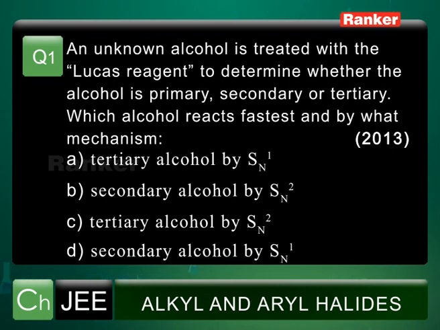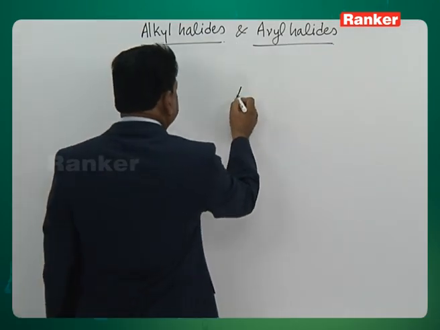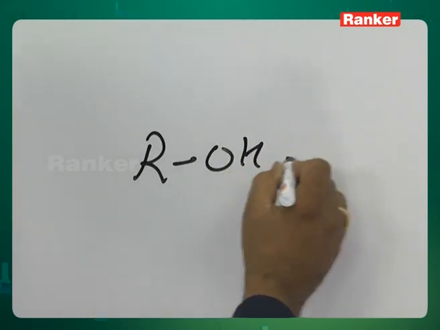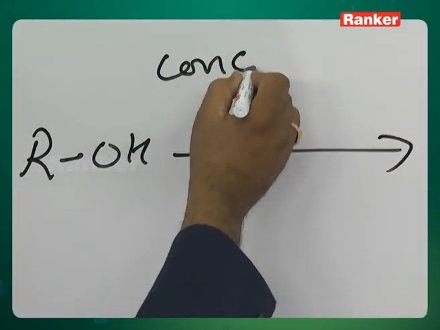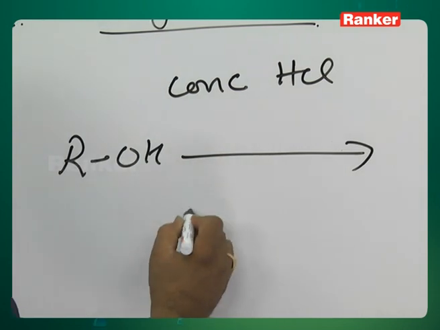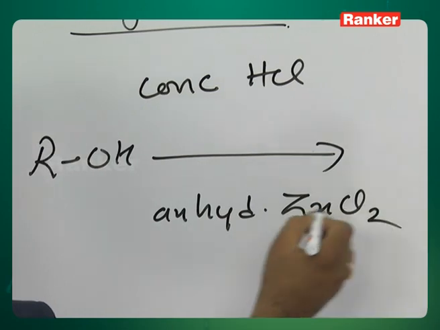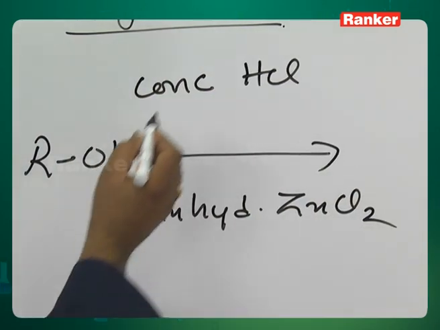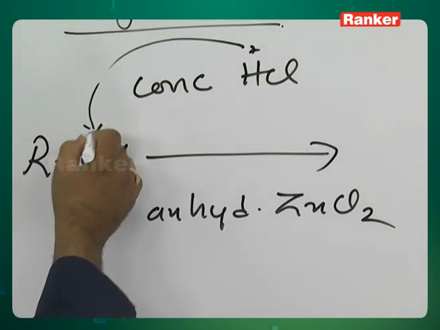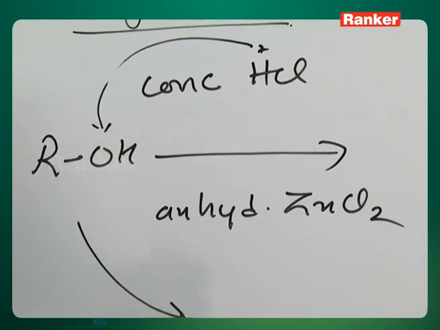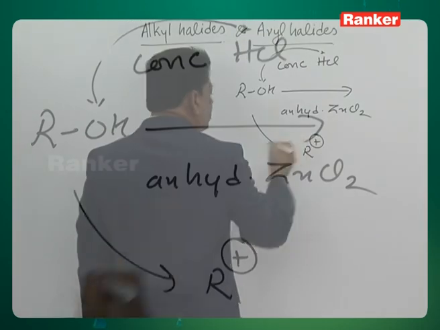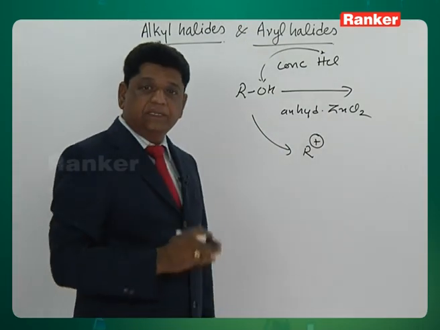The options are given: tertiary alcohol by SN1, secondary alcohol by SN2, tertiary alcohol by SN2, secondary alcohol by SN1. In the Lucas reaction, what happens? An alkyl alcohol is treated with a reagent, concentrated HCl in combination with anhydrous zinc chloride. This is called the Lucas reagent. In this reaction, the H+ will attack the OH and it goes out as water. So what comes is a carbocation.